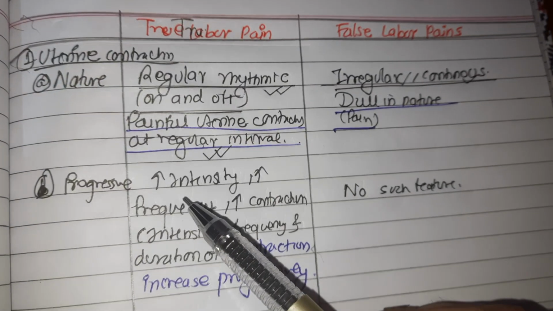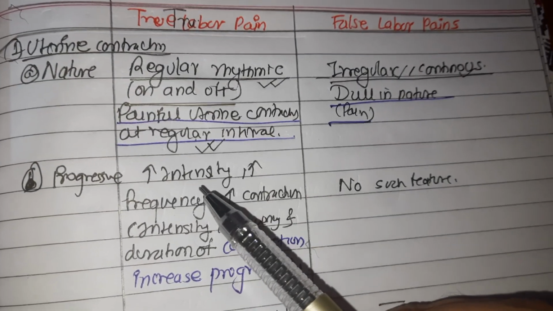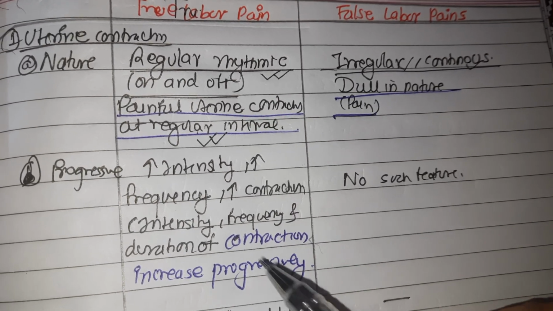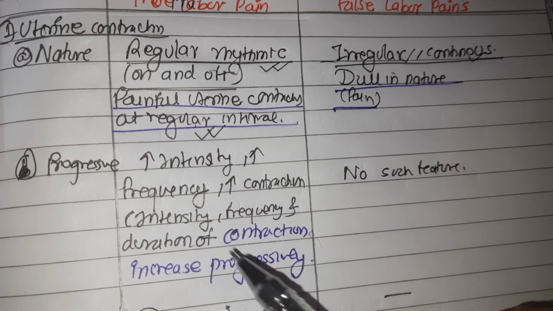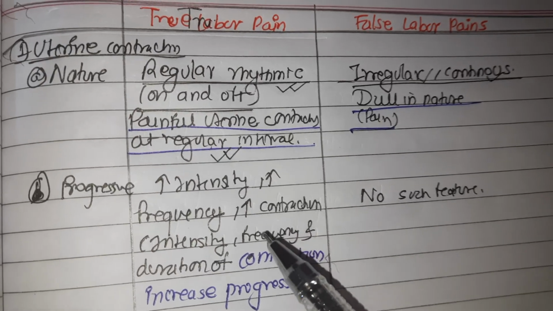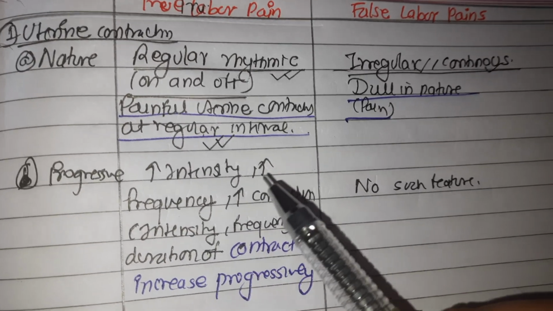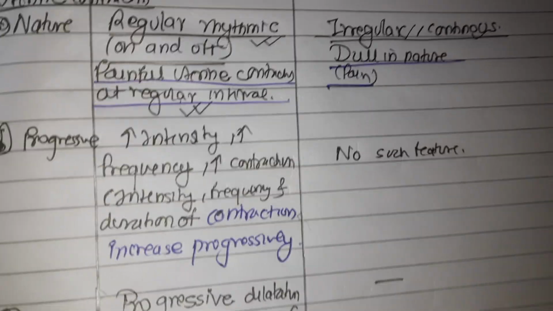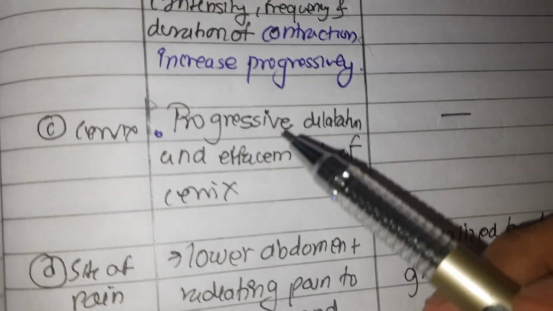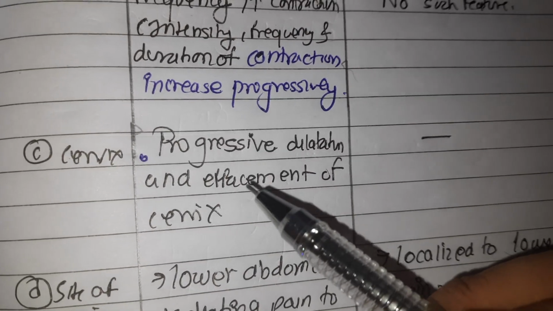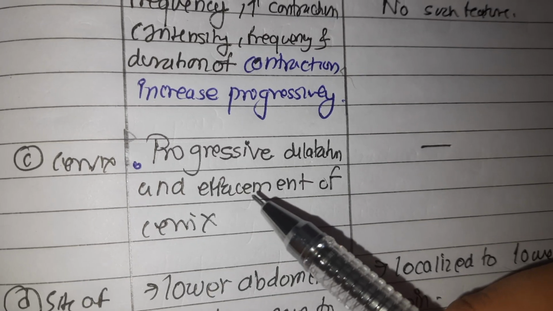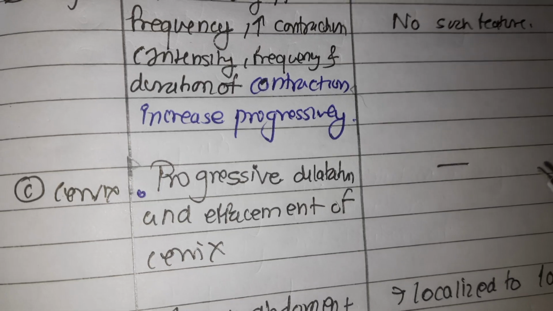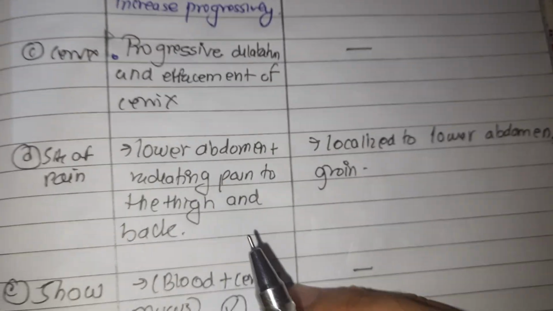In true labor pain there is increased intensity, increased frequency, and increased duration of the contraction, and it increases progressively with time. There is no such feature in false labor pain. The cervix shows progressive dilatation and effacement in true labor pain, whereas there is no such feature of the cervix in false labor pain.